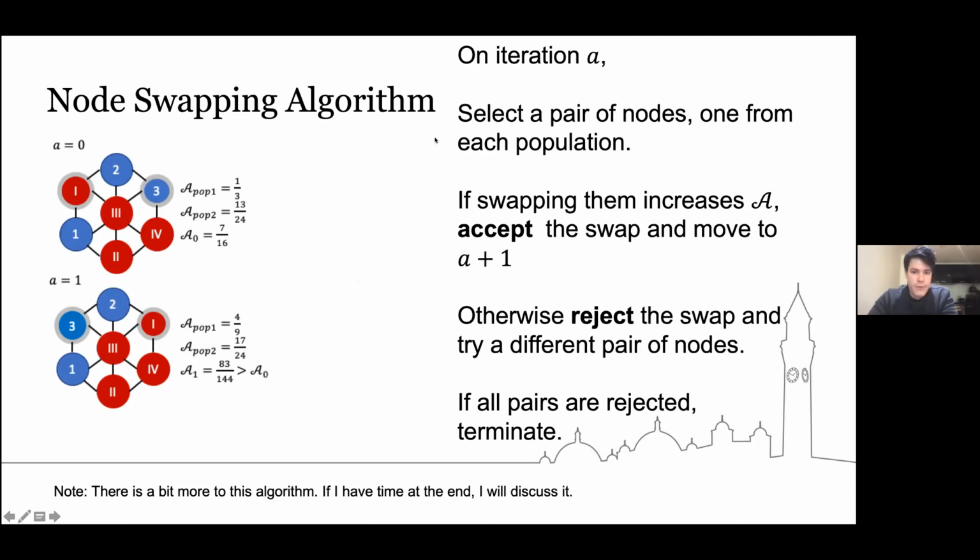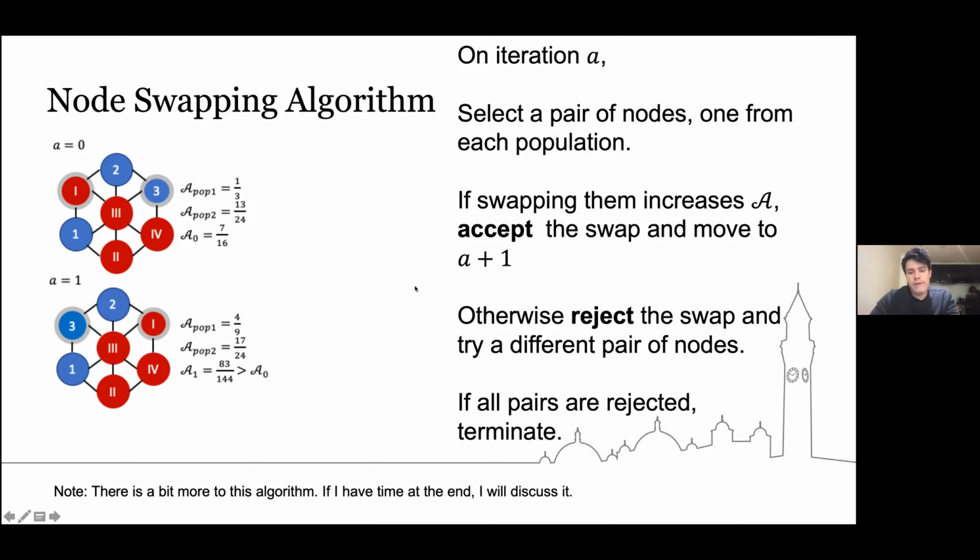On each iteration, what we do is we select a pair of nodes, one from each population. So in this case, for example, we could select population 2 node 1 and population 1 node 3. And the question is, if I swap them, does this increase the network assortativity? If it does, then I will accept the swap and move on to the next iteration. If it doesn't increase the assortativity, then I just reject the swap and try a different pair of nodes.